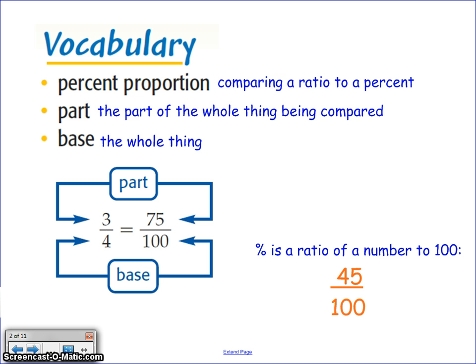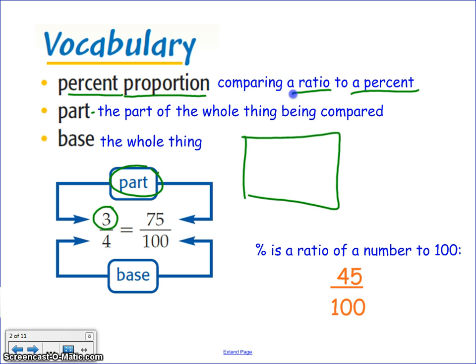Vocabulary, percent proportion. We're going to be comparing a ratio to a percent. That's what a percent proportion is, okay? The part in the percent proportion is the part of the whole thing being compared. So in our example right here, the part is 3. We're looking at 3 parts out of a thing that has 4 things in it. Say we had a rectangle like this. We're looking at these 3 parts out of something that has 4 parts to it. And it's a total of 4. Or we can think of it as 75% or 75 parts out of the 100.